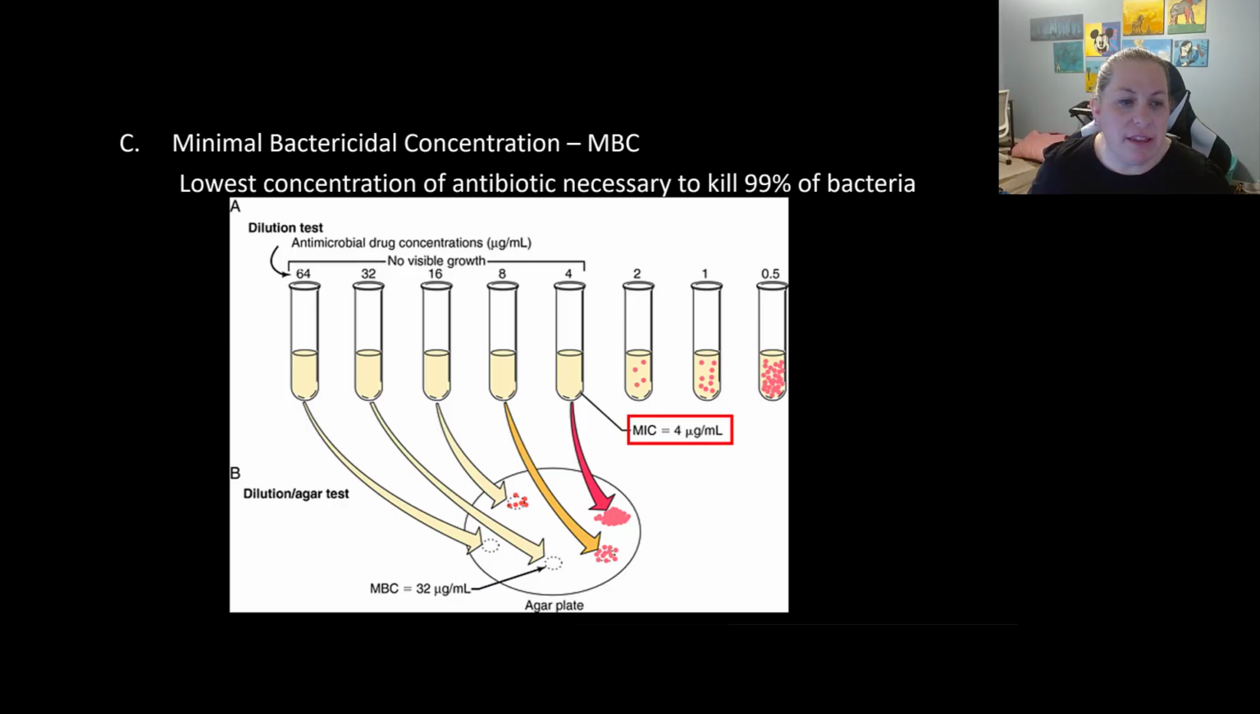So when we look here at this particular MBC, it's about 32. The 32 is when there is no growth present. Okay, when we get to 16, 8, and 4, there is growth present. However, the 4 is going to be the MIC. Okay, so the part that's going to help with inhibiting the growth. It's going to be more what we call bacteriostatic instead of bactericidal.